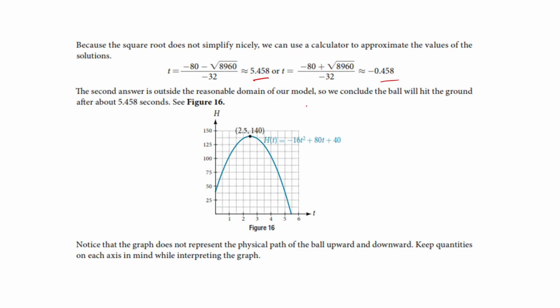Well, if we're talking times, we can't have a negative time. So it's not that one. It must be 5.458 when it hits the ground. So again, the key to this is that it was an upside down parabola, and the vertex is going to give us the most information. It's going to give us the time and the max height, and then where it hits the ground can be found by being an x-intercept.